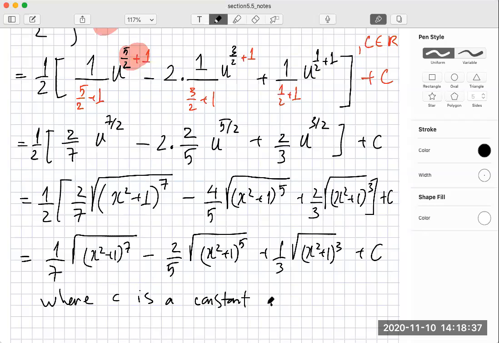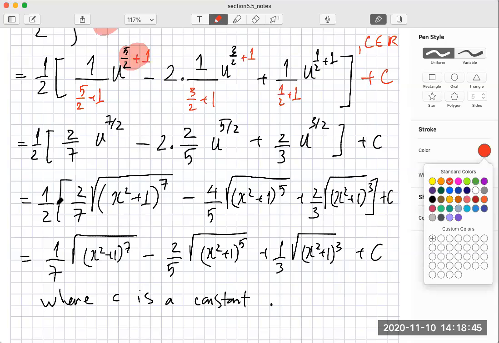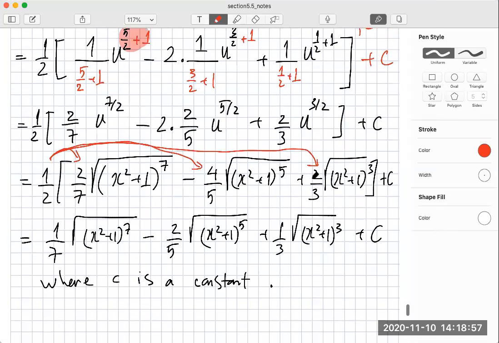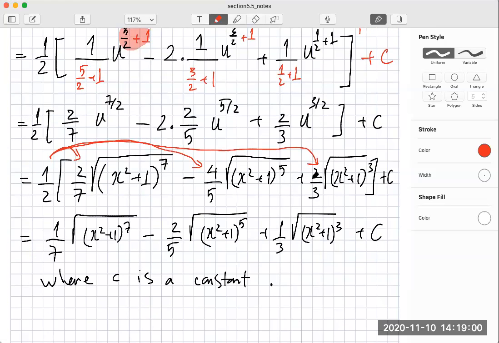Okay. We distribute this guy here, distribute here, and distribute here. Is it clear?